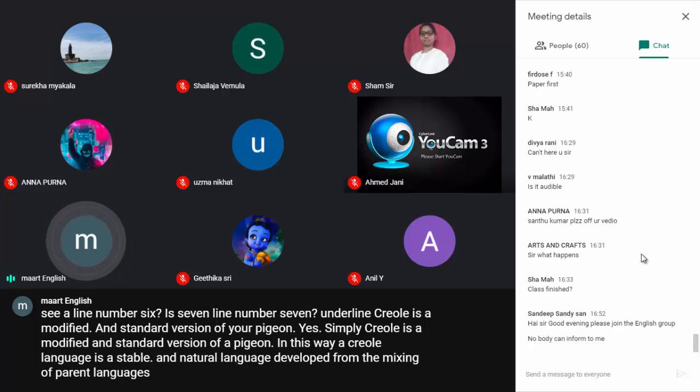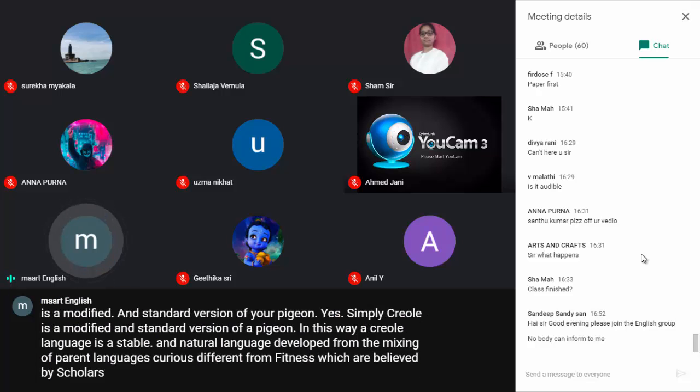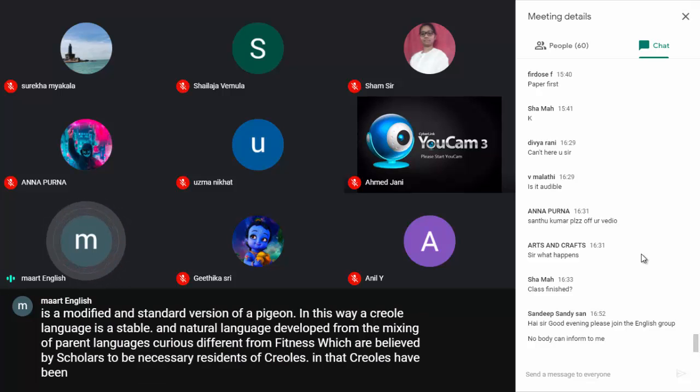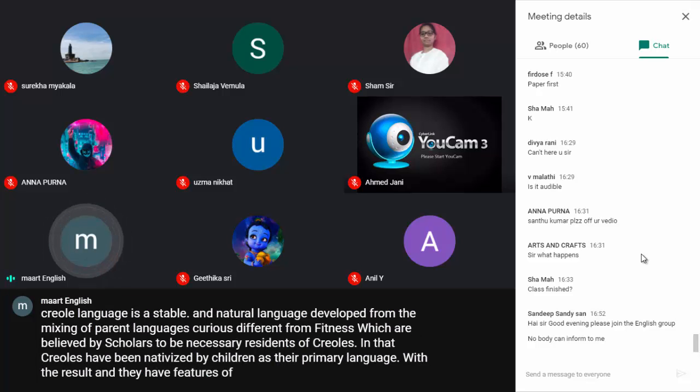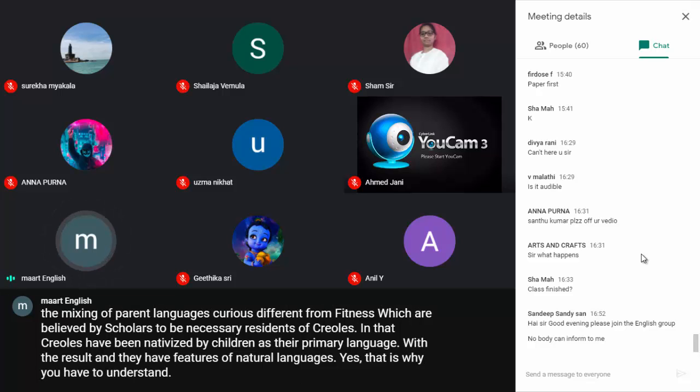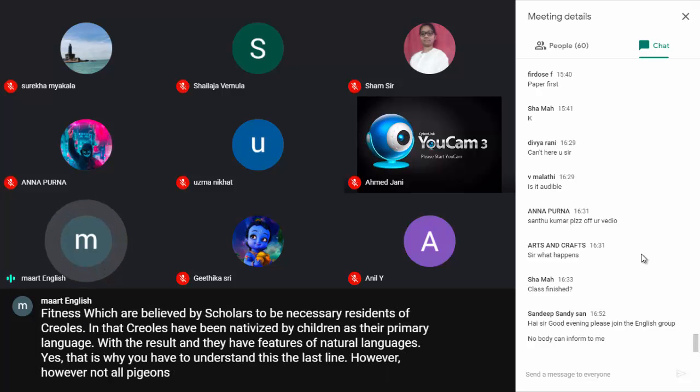Creoles differ from pidgins, which are believed by scholars to be necessary precedents of Creoles, in that Creoles have been nativized by children as their primary language, with the result that they have features of natural languages. That is why you have to understand this. The last line: however, not all pidgins become Creole languages.